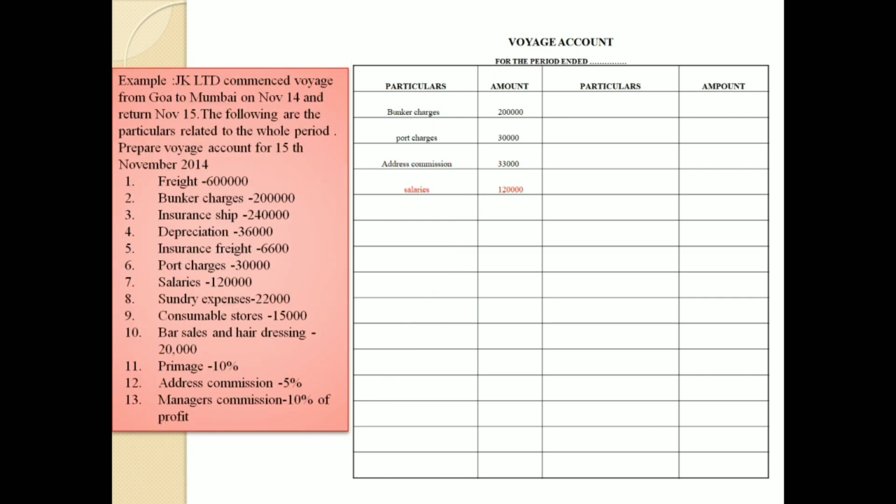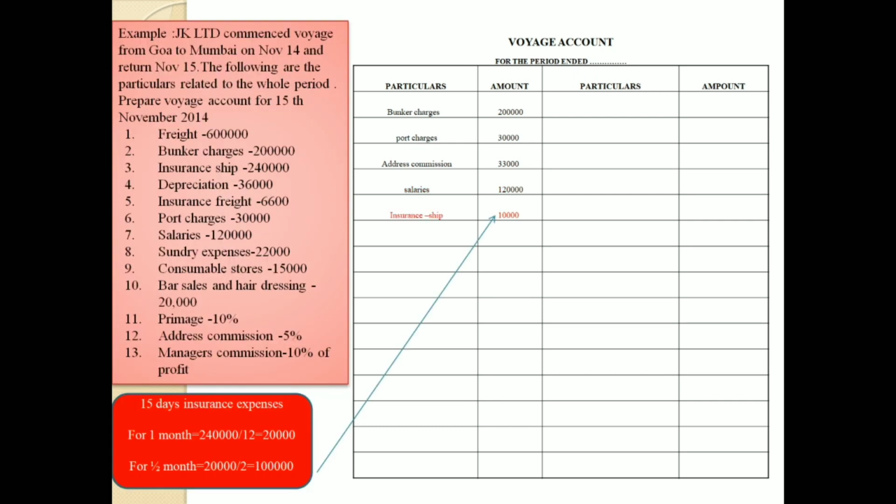Then another one is salaries. It is directly given, so you can post the value directly. And another one is insurance of ship. Insurance of ship is actually paid for a particular year. That is 2,40,000. So in that case, you have to calculate the insurance expense for a particular month.